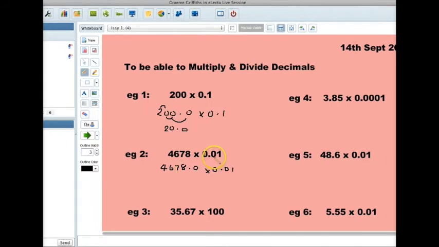If we have a look now, this 8 is going to move 2 places. The 7 next to it, that's going to move 2 places. The 6 is also going to move 2 places, and so is the 4. So that we're going to get the answer here of 46.78.